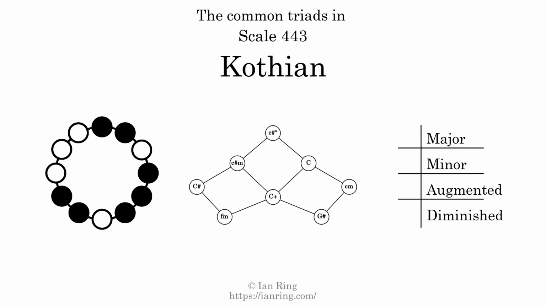The diagram in the center is a graph of parsimonious voice leading between triads. There are 3 major triads. There are 3 minor triads. There is 1 augmented triad. There is 1 diminished triad. Here is a Hamiltonian path of parsimonious voice leading that uses all the triads.